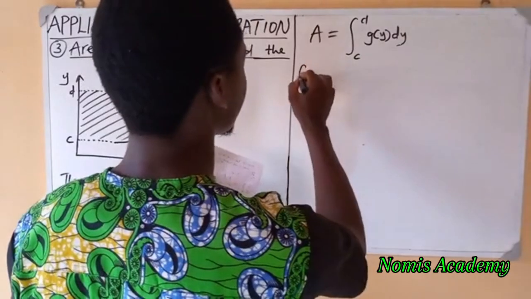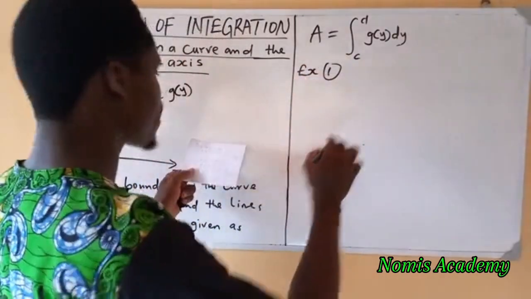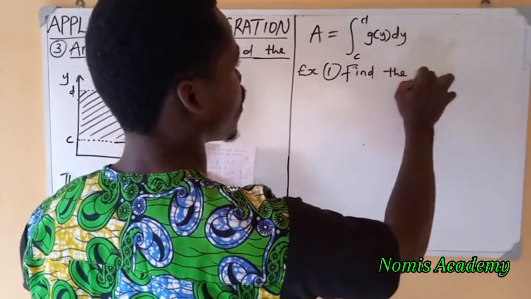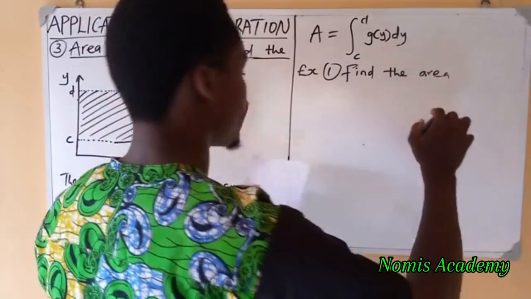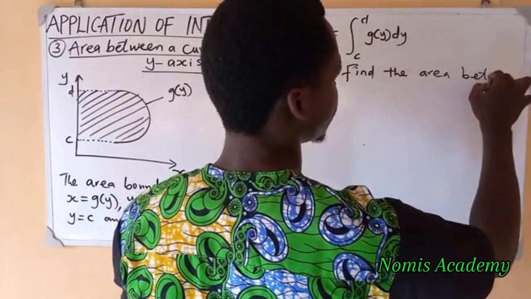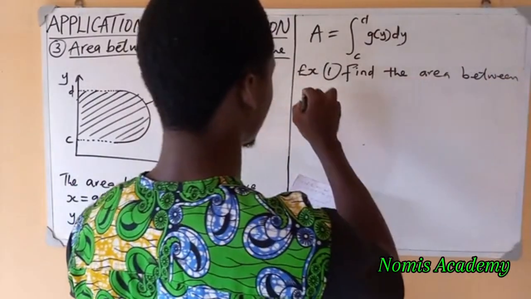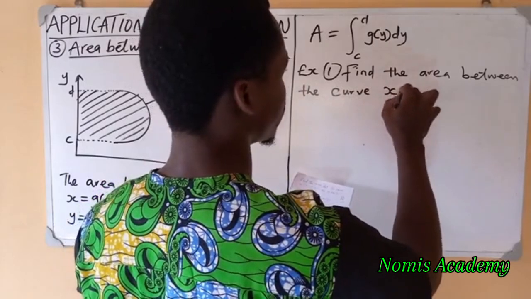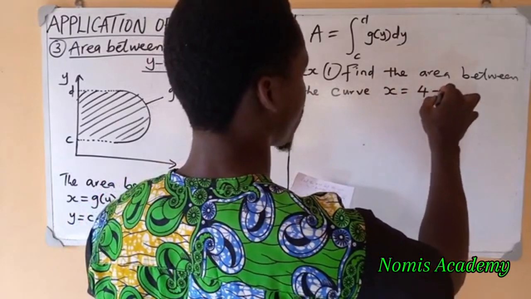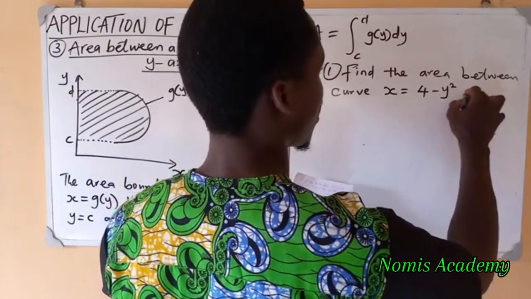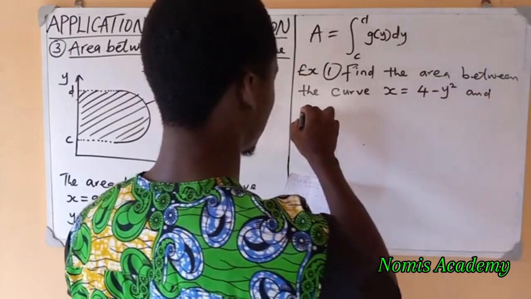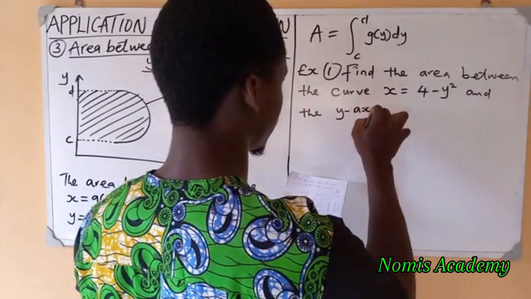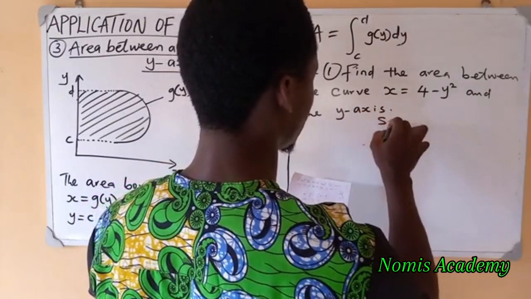Example 1. Find the area between the curve x equal to 4 minus y squared and the y-axis. Solution.